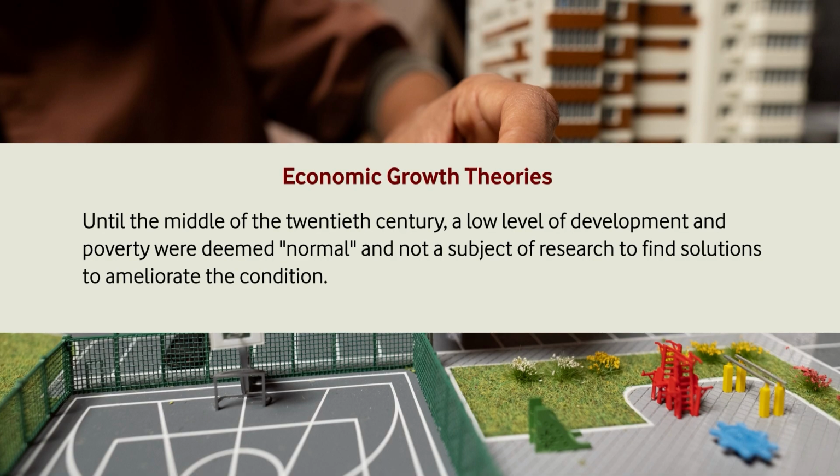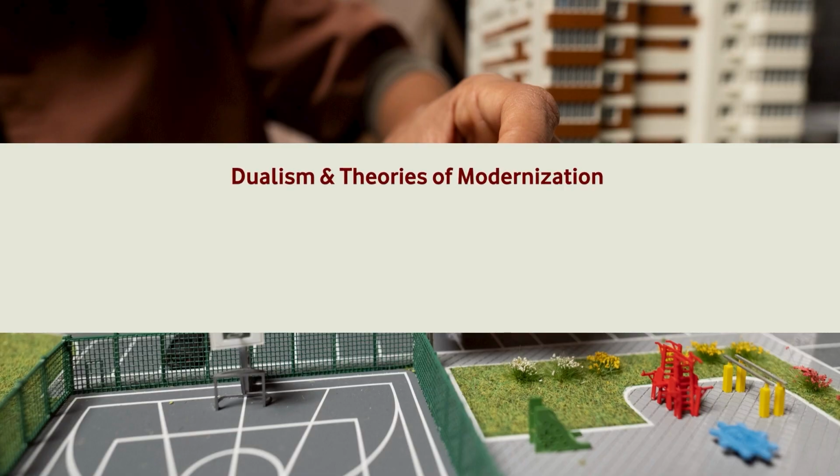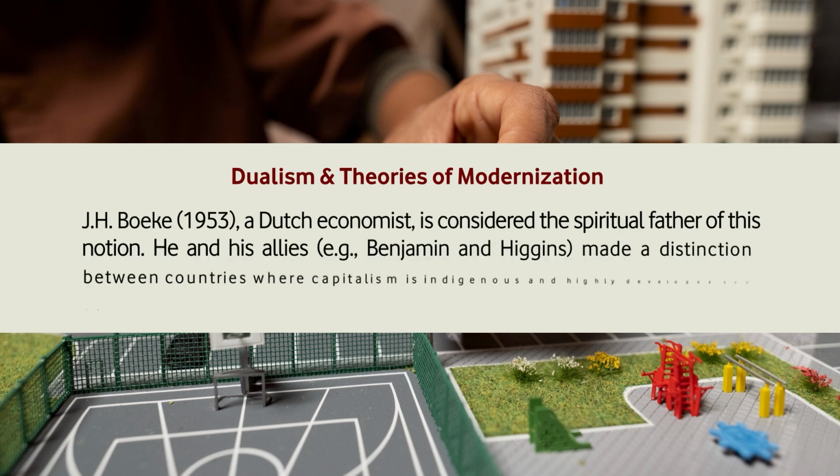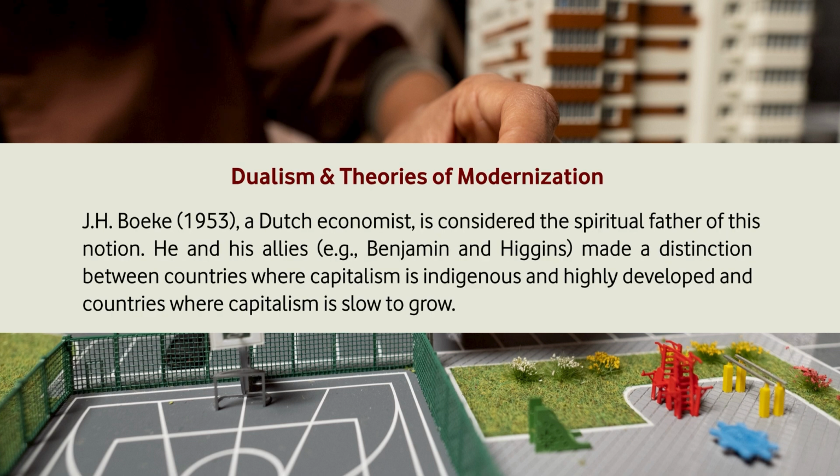That means until the middle of the 20th century, a low level of development and poverty were deemed very normal, and they were not a subject of research to find solutions to ameliorate these conditions. Only in the 1950s did the first theory come into economic development, and the causes of underdevelopment emerged. Then there are dualism and theories of modernization, to which different researchers contributed.